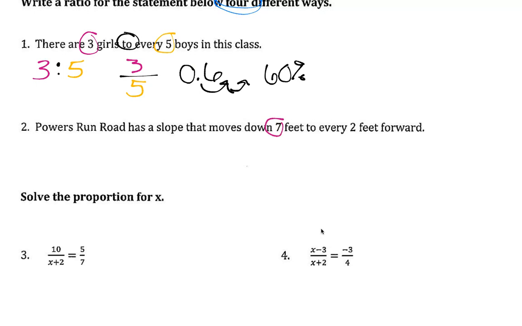So 7 feet to every 2 feet. So 7 colon 2. 7 over 2. As a decimal. And as a percent.